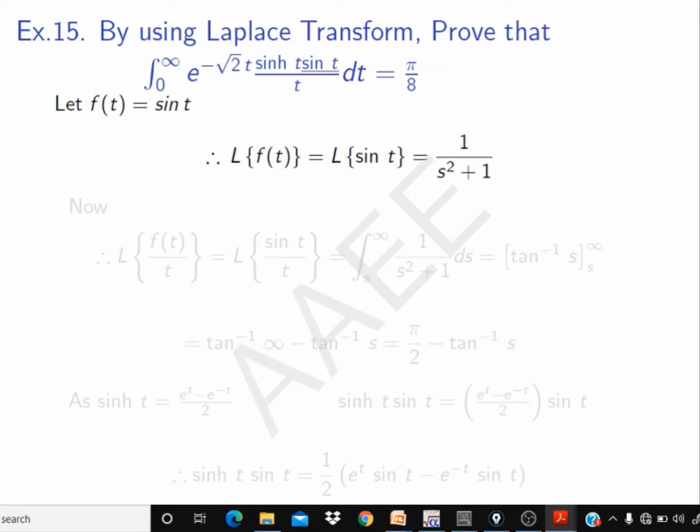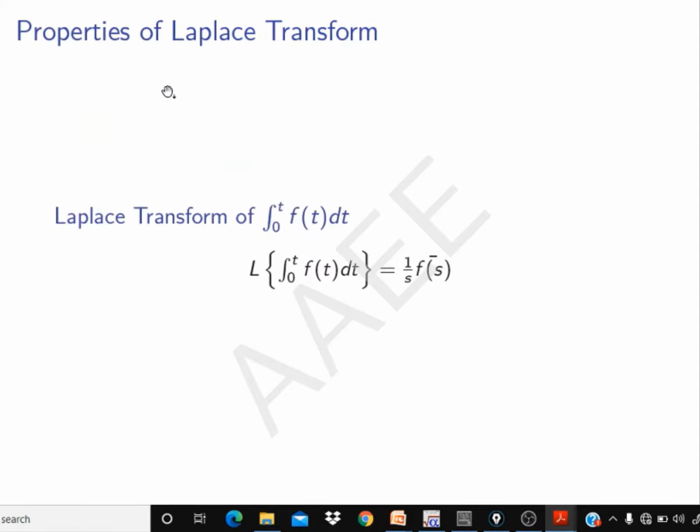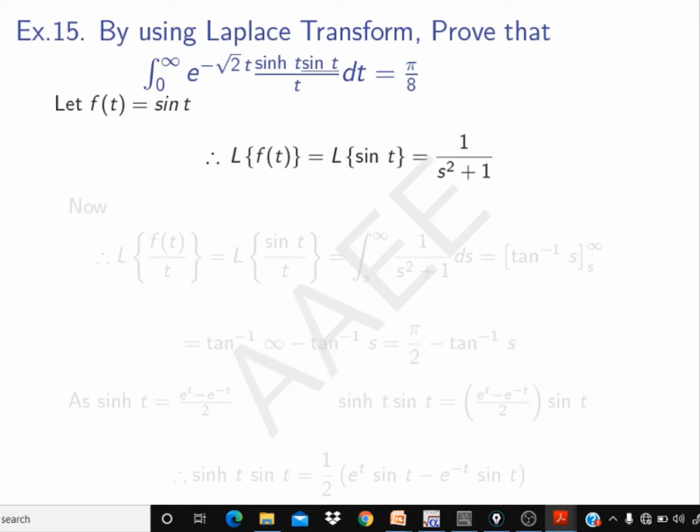So here, by using Laplace transform, prove that integration from 0 to infinity e raised to minus root 2 t, hyperbolic sine of t, sine of t by t dt is equal to pi by 8.